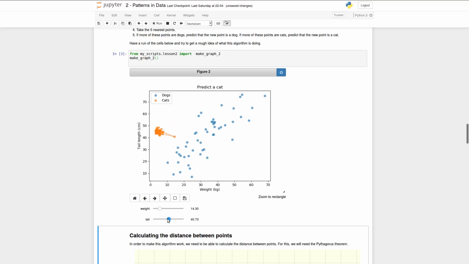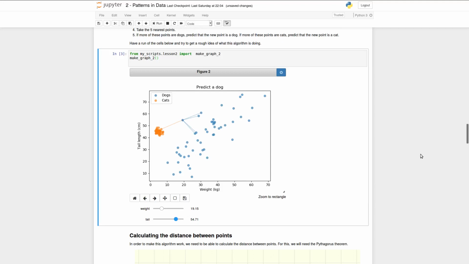And we can change the tail length as well. You can see it's still orange. And then at a certain point, it becomes blue. So now it's closer to more blue points than orange points. So that's the idea of the algorithm. It's going to enable us to make a prediction. So you can have a play around with that and see if you can understand that concept. Hopefully you can.